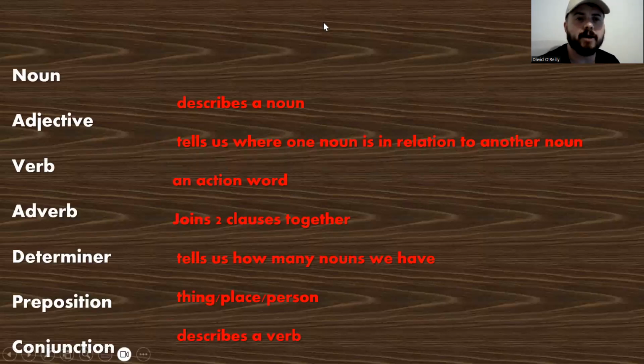Now we've got nouns, adjectives, verbs, adverbs, determiners, prepositions, conjunctions. There are other word classes, okay? But they are word classes that branch off from these word classes. So let's, for now, just focus on these 7 word classes. If you know these 7 word classes and you can master them, honestly, it's all you're going to need, okay? So we've got nouns, adjectives, verbs, adverbs, determiners, prepositions, and conjunctions.